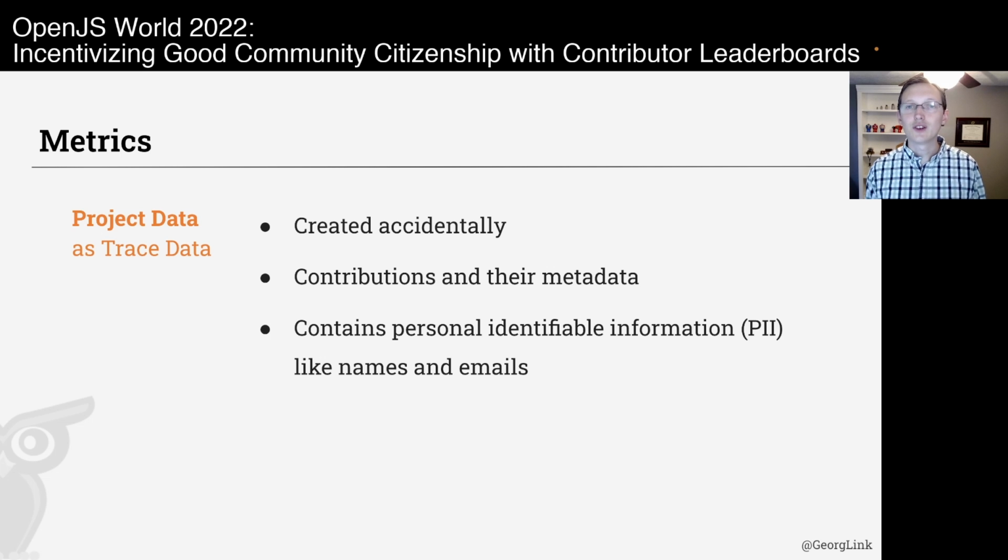Now, none of us are engaging in an open source community with the intent of creating these footsteps, but they happen. And so we can use those, and we have the information about the contributions and the metadata. So who is actually doing this? So that's a little caveat. There is personal identifiable information, PII, like names and emails in the data, which we need to be mindful of for privacy and legal reasons.